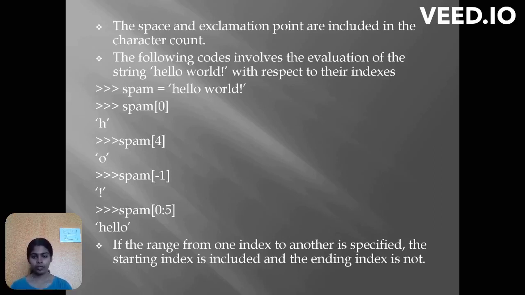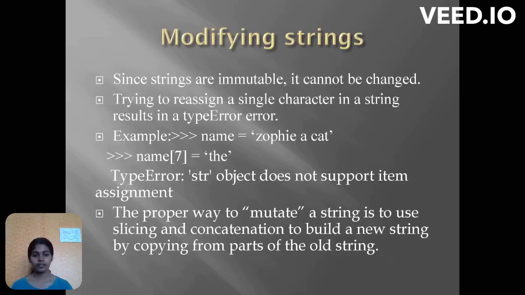So spam[0] gives us H, spam[4] gives us o, and spam[-1] gives us the exclamation sign, because strings also support negative indexing, which starts from the ending. So spam[-1] gives us the exclamation point, or exclamation mark. And spam[0:5] gives us Hello. If a range is specified from one index to another, the starting index is included and the ending index is excluded.